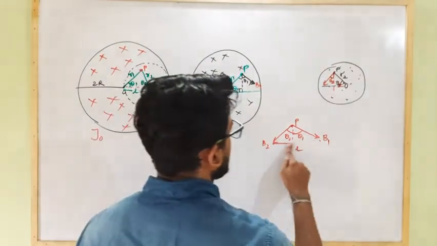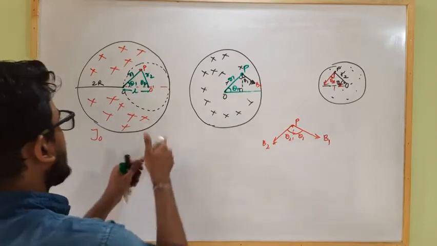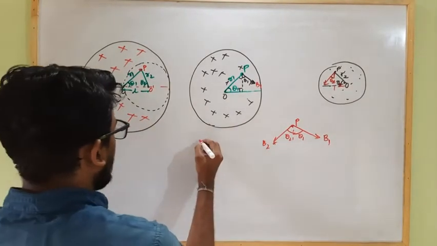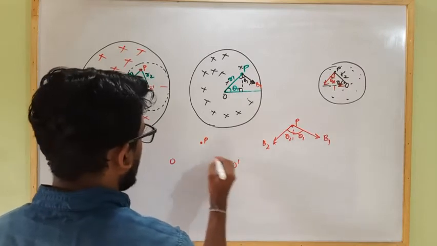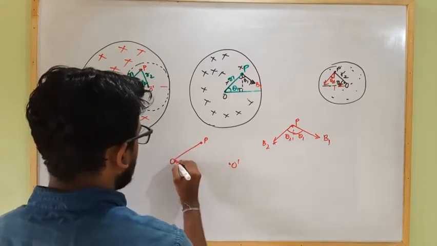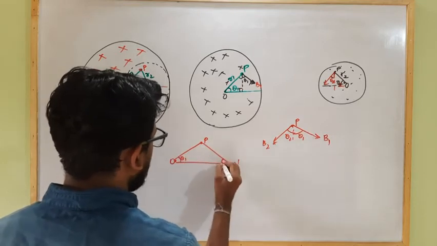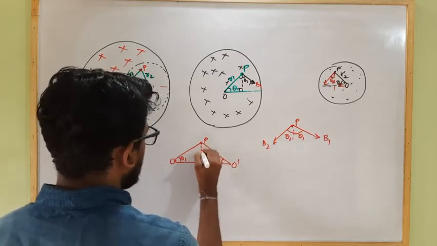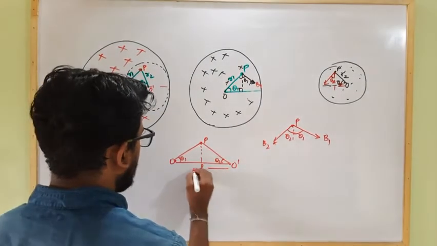This is the net magnetic field strength. And if I draw this diagram, this is the point of observation P, here is O, here is O dash, this is the center. The angle is theta 1, this angle is theta 2, this is the perpendicular, and this length is L.